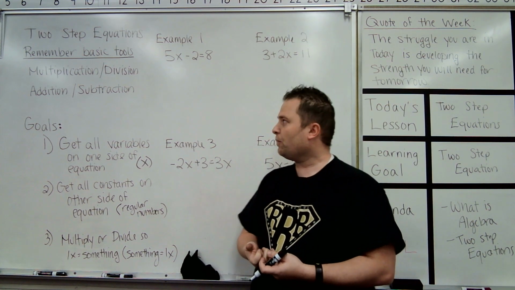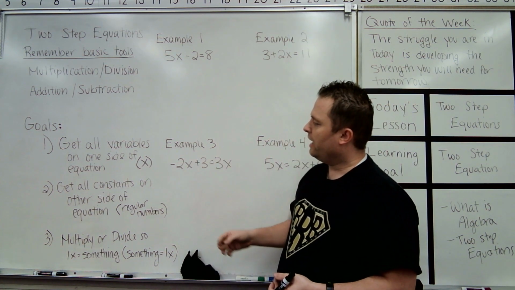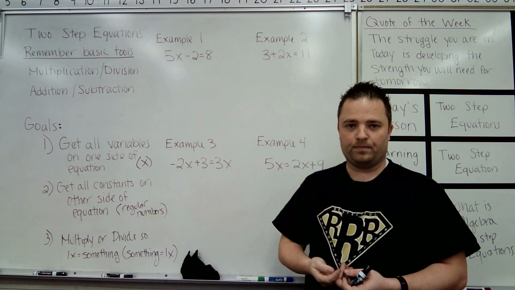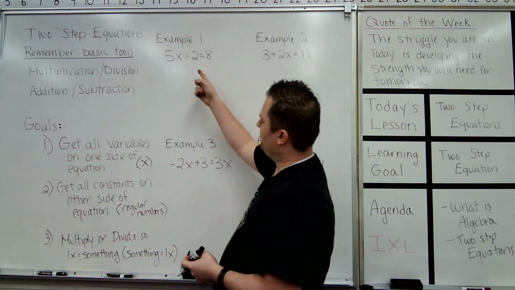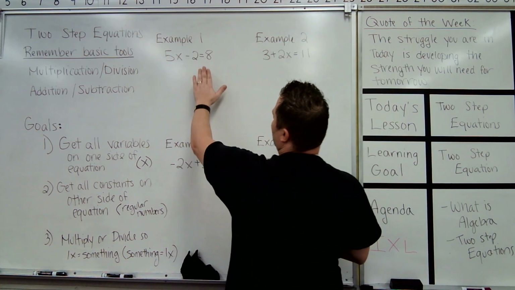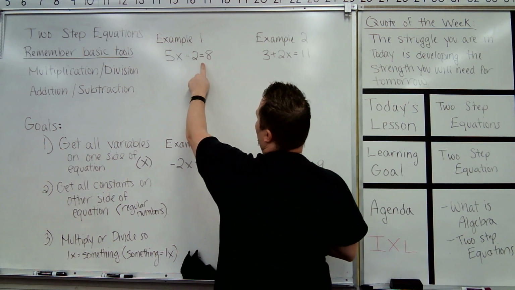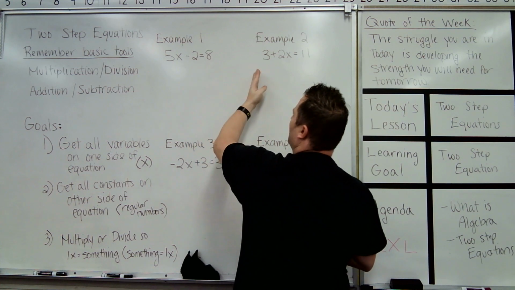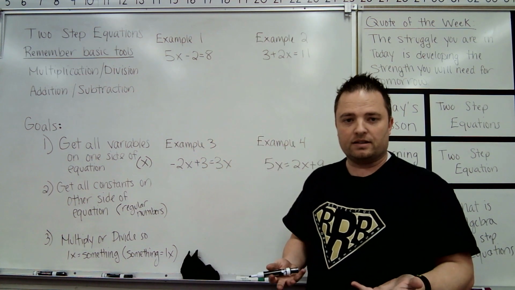Okay? So let's remember that these three goals are in mind, and I'm going to start with the first goal, continue with the second, and then try the third goal. So in this first example, my first goal is to get the variables onto one side of the equation, which means in this equation, separated by the equal sign, I want all of the things with x on the left, or I want them all on the right. I do not want them on both sides.